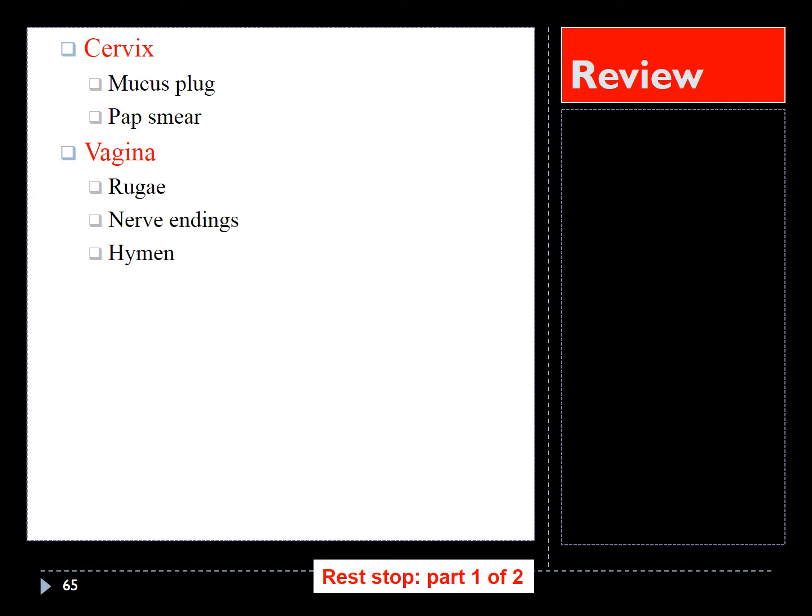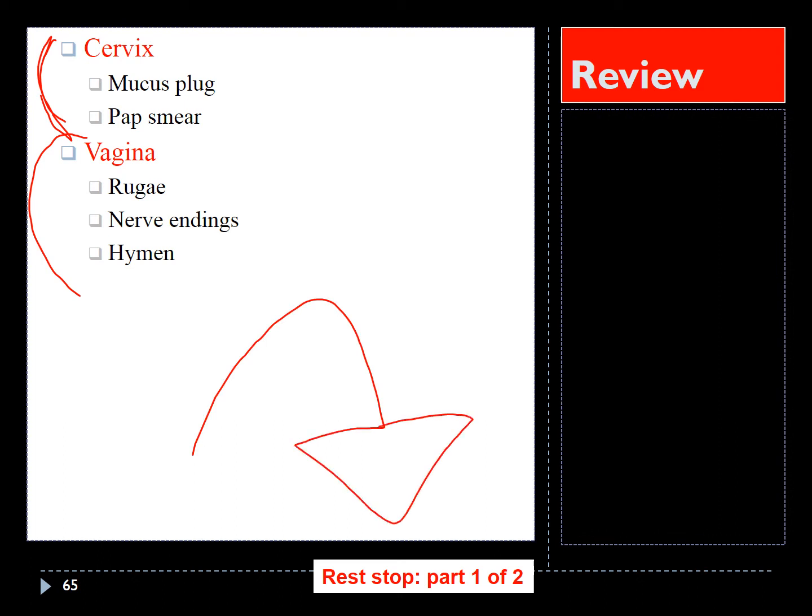Now that wraps up most of the internal anatomy of the female reproductive system. In this last little section, we covered the cervix and the vagina. And next, we're going to move on to some of the external anatomy, and then a bunch of physiology. But before we do, this would be a good time to take a break and take a rest, and come back when you're ready for the next hour or so of the lecture.